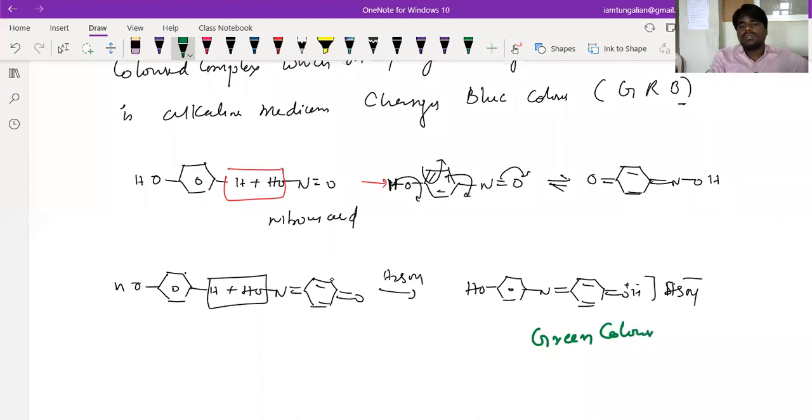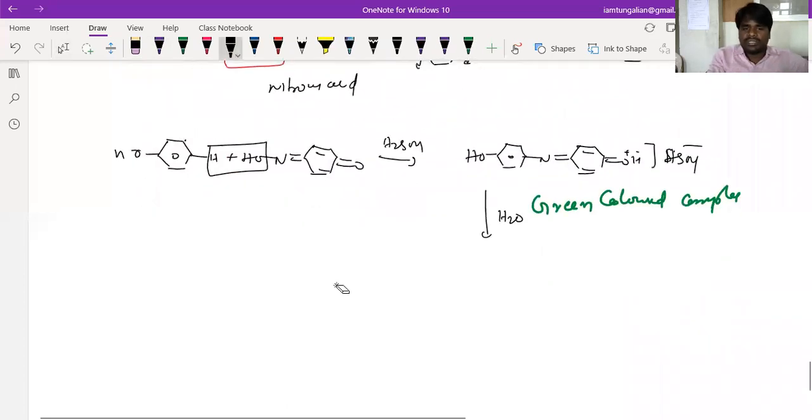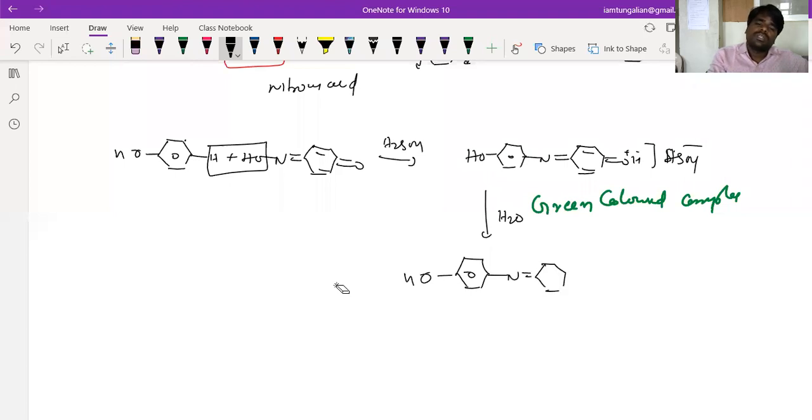Green colored complex, which on hydrolysis, beta, what does it form? It forms a red color complex. Something like this. Okay. So this is your red color complex.